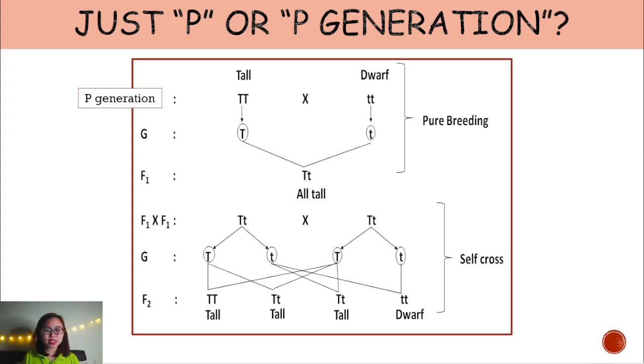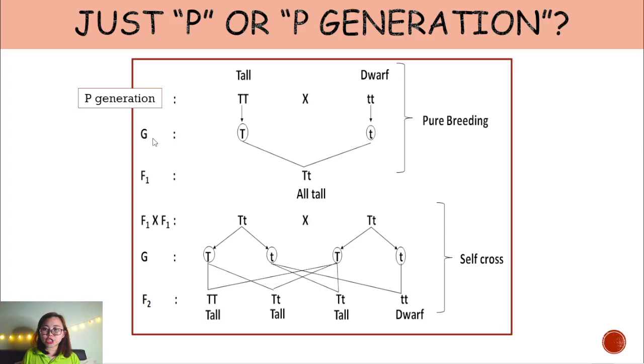Okay, so the first we start with P generation atau parent generation. Di sini parents dia adalah one tall plant with genotype big T, and one dwarf plant, satu tumbuhan kerdil with small t genotype.